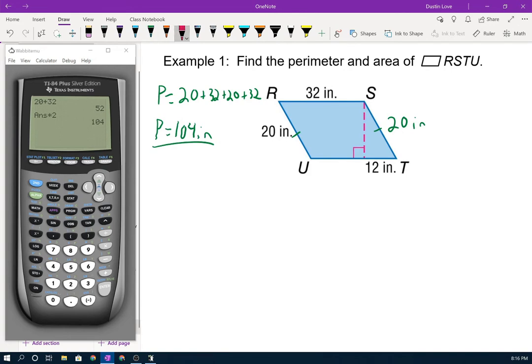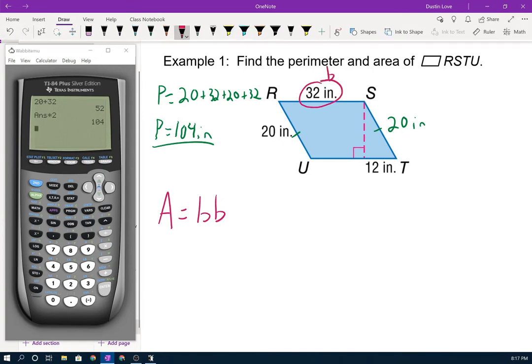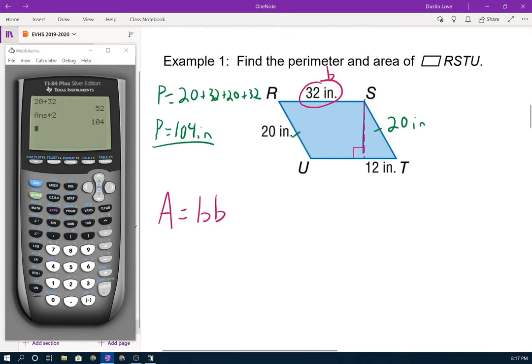Now, for my area, that's going to be base times height. Well, my base is either of these two bottom sides. I'm going to use 32 as the base. But for height, I've got to know this distance here. The problem is, how do I find that? Well, I can see that I've got a right triangle there, and that means that if I can solve for this side of the right triangle, then I can find the height. So let's go over here and work on that.